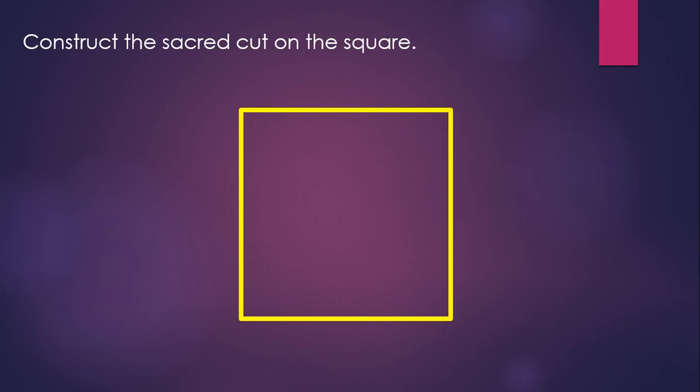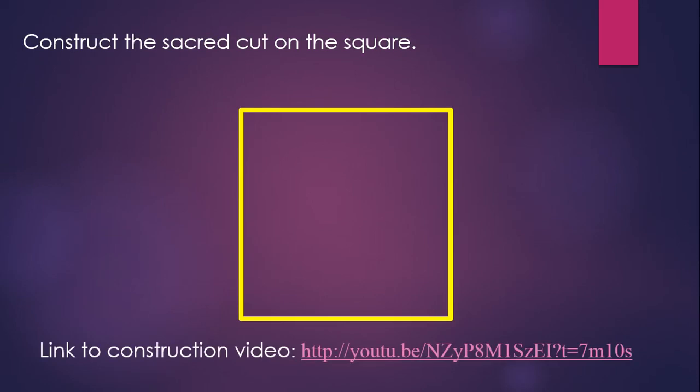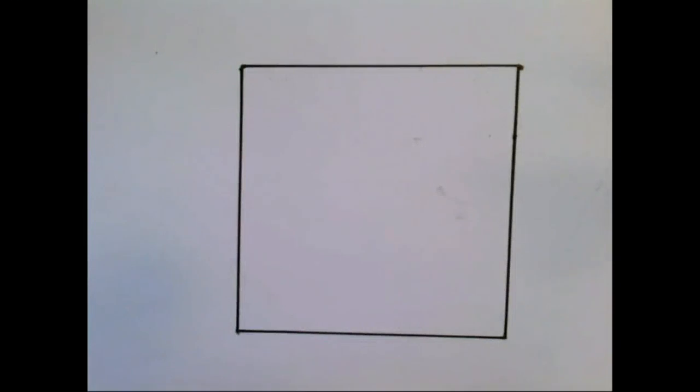Construct the sacred cut on the square. So we're going to look at a video of how to make this construction. So I'm starting with a square already. We could have constructed this square. Instead, I'm just starting with something that is a square, although it may look a little distorted because the camera seems to be distorting this a little bit. You're just going to have to trust me that it is a square.